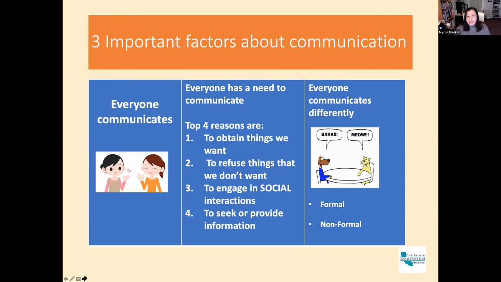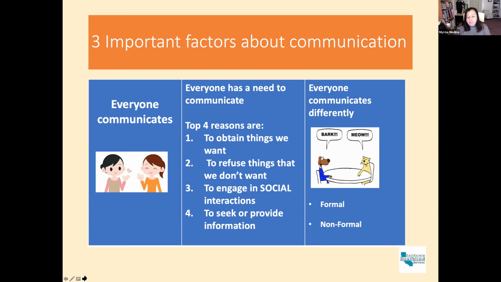Three things that I would like to talk about during this slide: everyone communicates, everyone has a need to be engaged with something, and communication happens two ways, receptive and expressive. So everyone has the need to be part of something. Let's make that clear: everyone communicates some way or another.